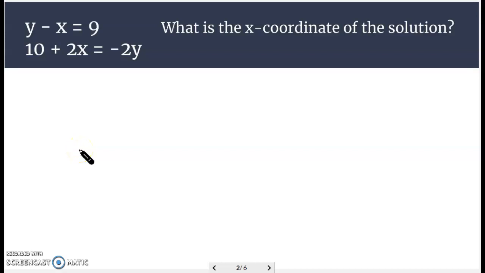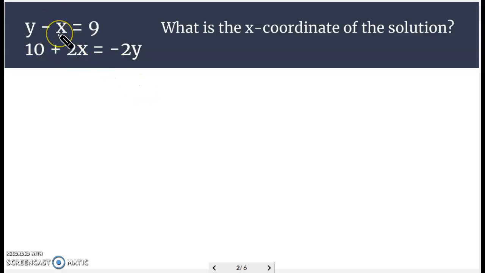Welcome back, everybody. In this video we're going to be talking about solving systems of equations with the substitution method. With the substitution method, you isolate one variable, plug that quantity into the other equation, and then figure out the system from there. This question we're just going to focus on one at a time. Let's just find the x-coordinate of the solution.